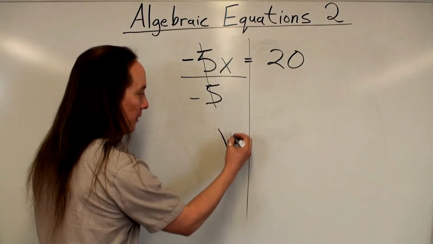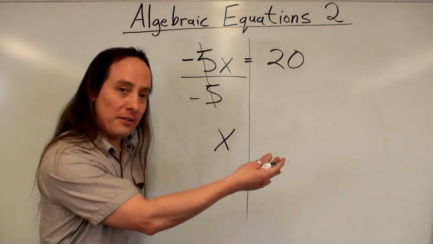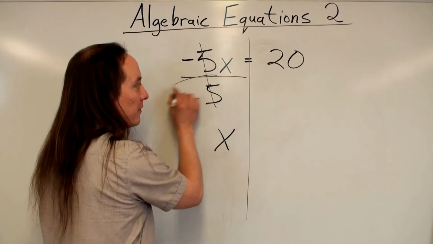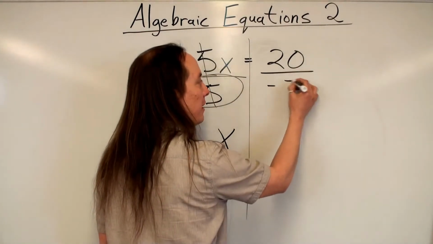Just write that a little bit bigger here. All right, so what we did to this side, we have to do to the other side to maintain equilibrium. So, we divided by negative 5, and that's what I'm going to do over here, divide by negative 5.